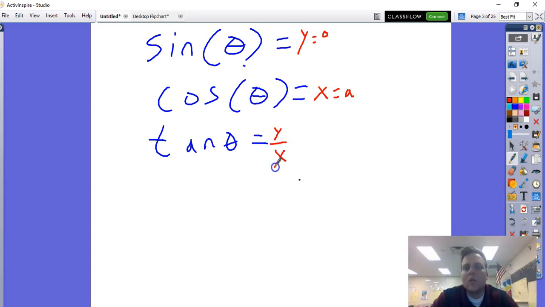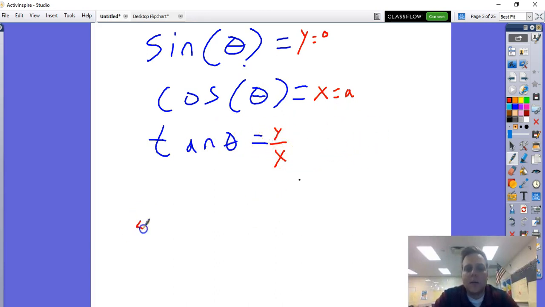So when looking at my unit circle, here's the breakdown of what I'm trying to get you to do today. Sine of any angle around the unit circle is just equal to the y value at that point. Cosine of any angle on the unit circle is just equal to the x value at that point. Tangent of any angle is equal to the y divided by x value.